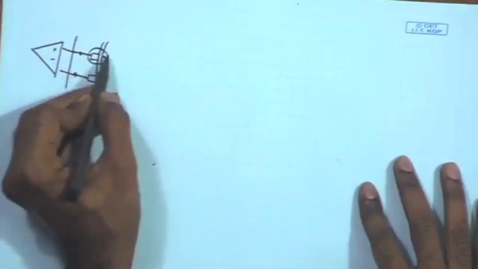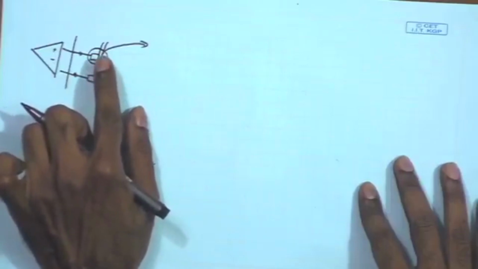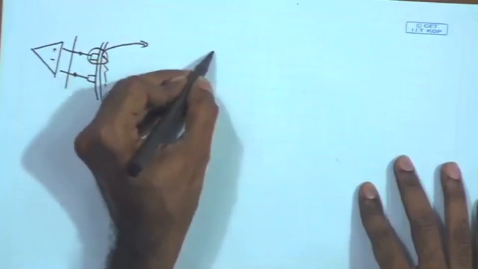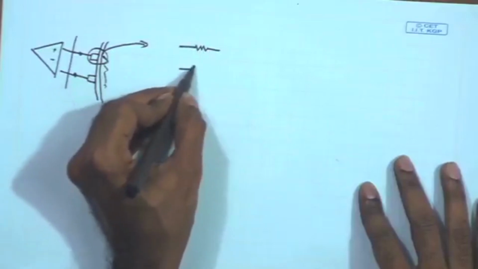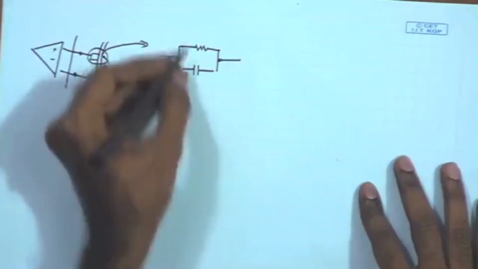Now, we next need to look into the model of this electrode. What are the features or electrical characteristics of these electrodes? In general, these electrodes can be modeled as a parallel combination of resistors and capacitor.